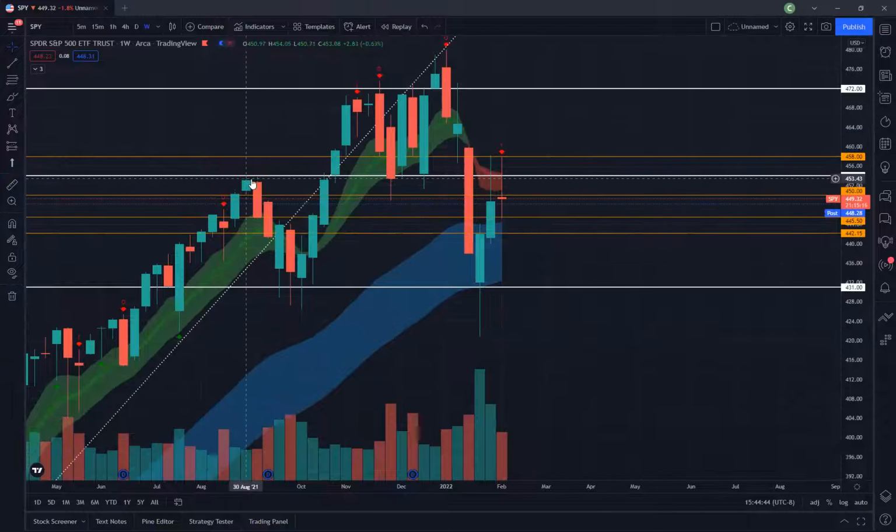Then we get resistance here, support here. We go up and then we find support at what used to be resistance, right? So we go up and then we come back down and we're bouncing around this one. And then this was support and it's still a support right here.